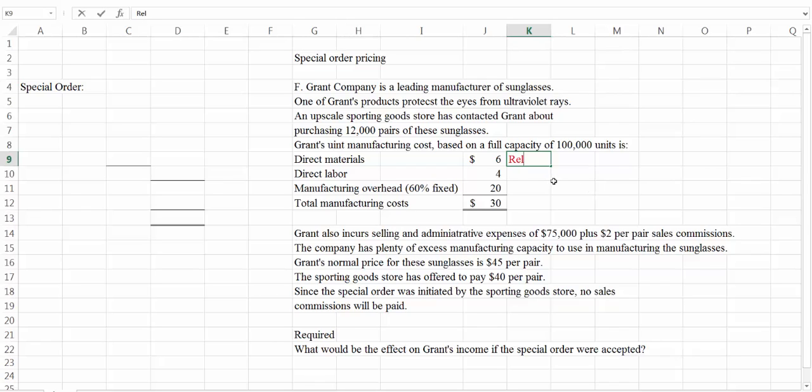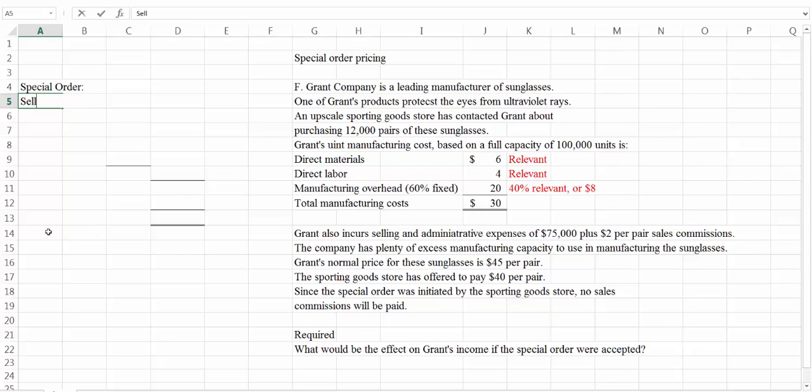Direct materials will definitely be incurred if we accept this special order, as will direct labor. And they tell us that manufacturing overhead is 60% fixed. So that means 40% of our overhead is variable, so 40% of this is going to be relevant. 40% of the 20 is going to be $8 a unit. Okay? All right, so let's come over here and analyze what's going to happen if we accept this order.